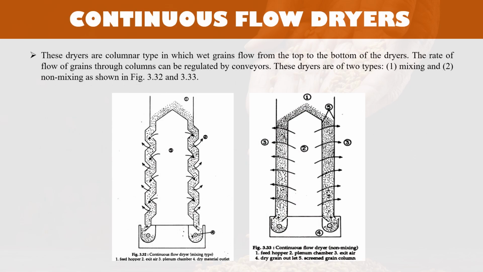Next, we have the continuous flow dryers. These dryers are columnar type in which wet grains flow from the top of the dryers to the bottom of the dryers. The rate of flow of grains through the columns can be regulated by conveyors. There are two types of these dryers, the mixing and the non-mixing, as shown in the figure.